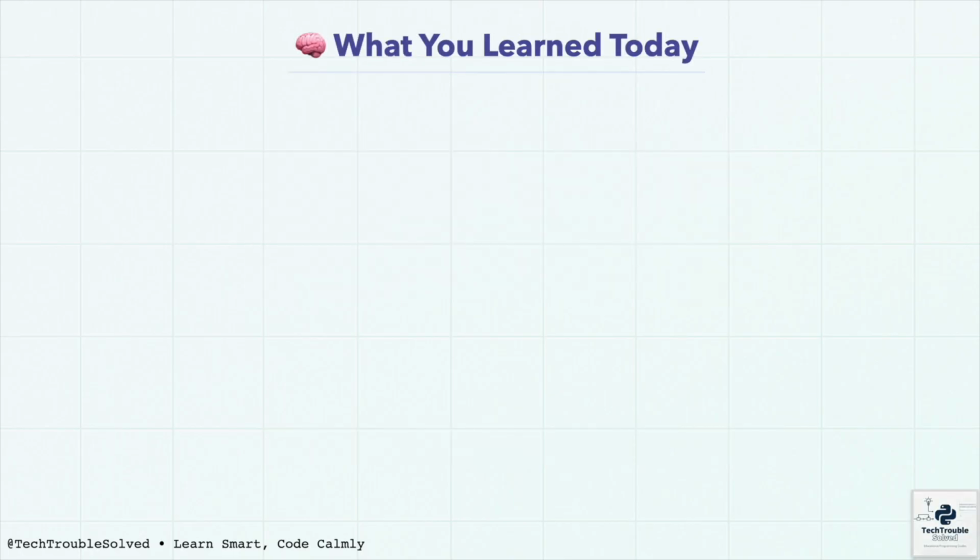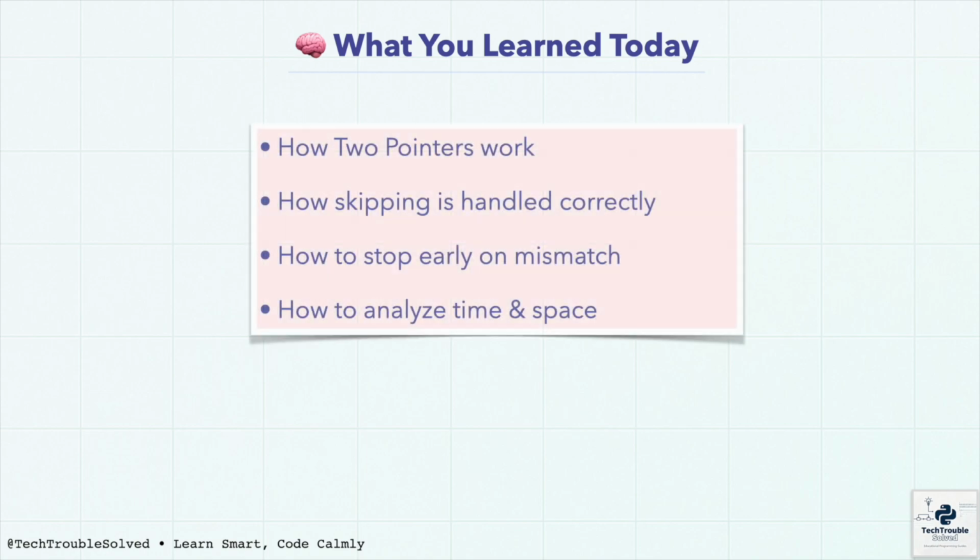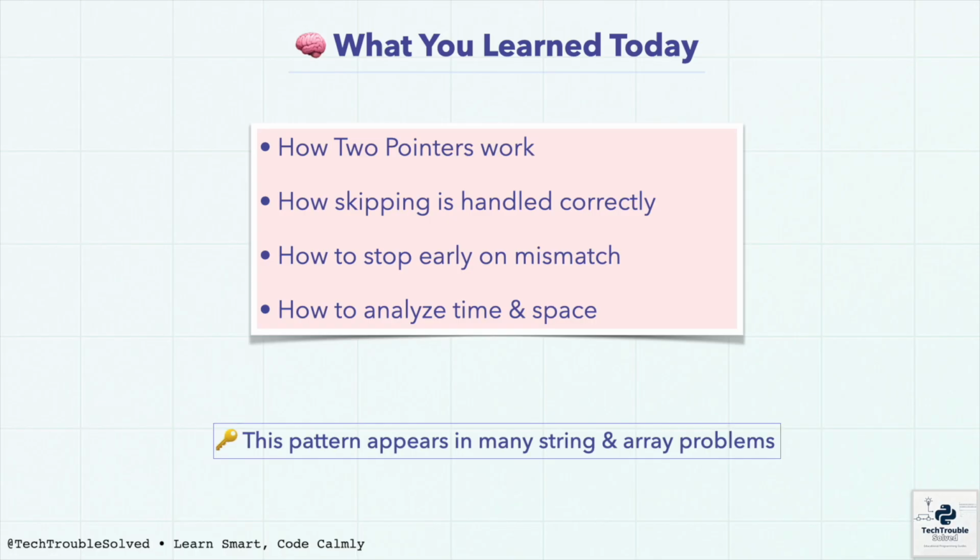Let's quickly recap what you learned today. You learned how to check if a string is a valid palindrome by ignoring spaces, symbols, and case. You learned how the two pointers pattern helps us compare characters efficiently without creating extra strings. And you learned how this approach gives us O of n time and O of 1 space complexity.